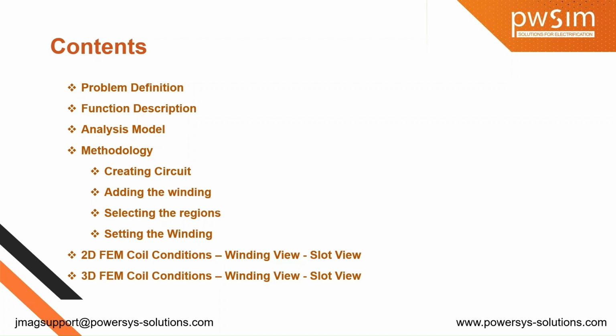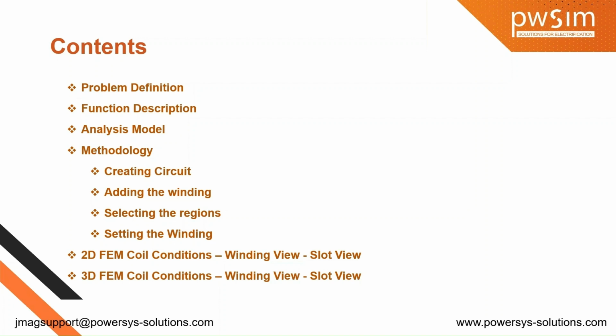We can see here the contents are divided into the following points as shown in the figure. It will start with the problem definition. Then we'll go through the function description and analysis model. Then we have the methodology to create this winding, which we can subdivide into 4 steps. The first one is creating the circuit. The second is adding the winding, selecting the region, and setting the winding, and the last 2 are for assigning the FEM conditions, which will be assigned for the particular geometrical models which we have created. We can also have a small demo on 3D models, that is with the coil overhang portion.